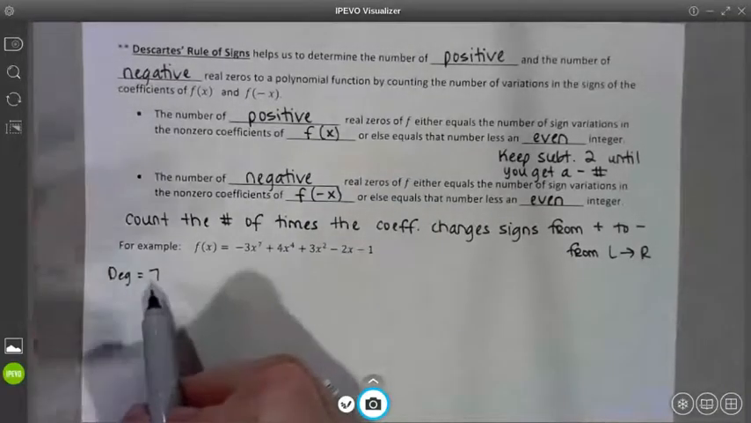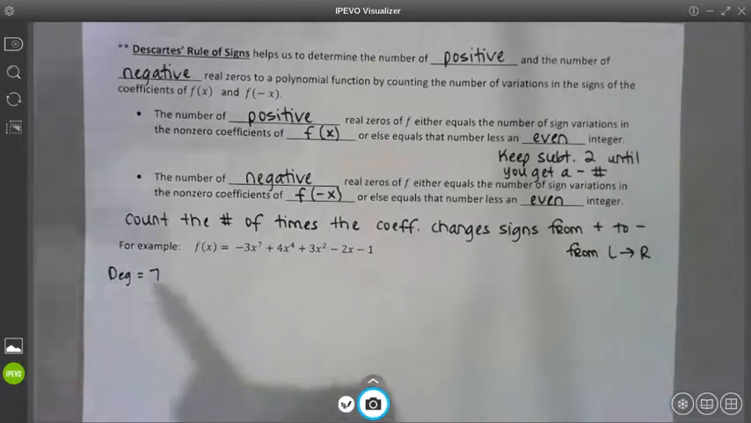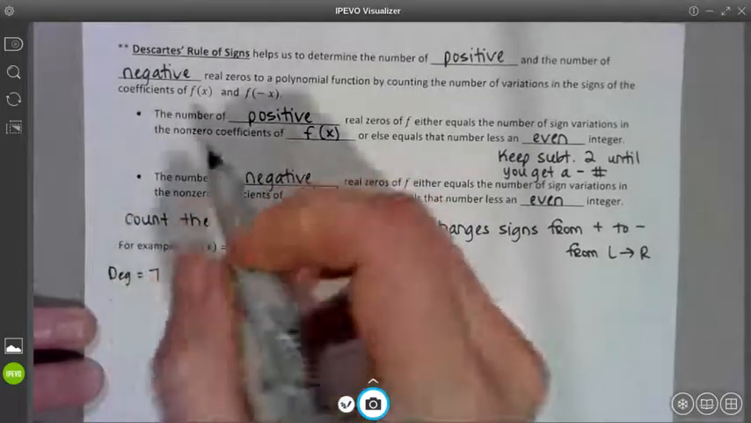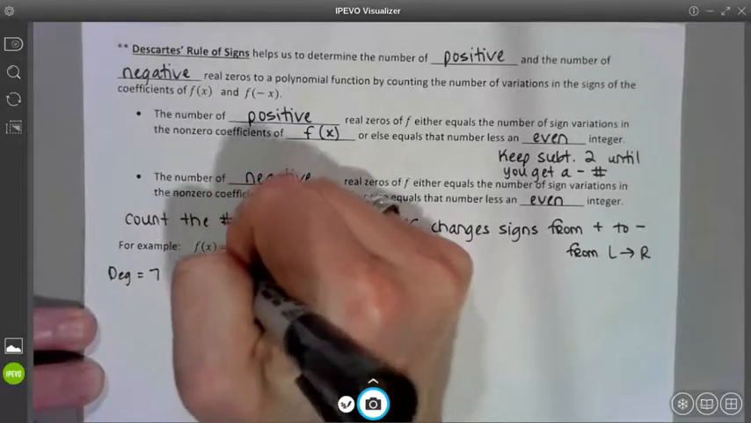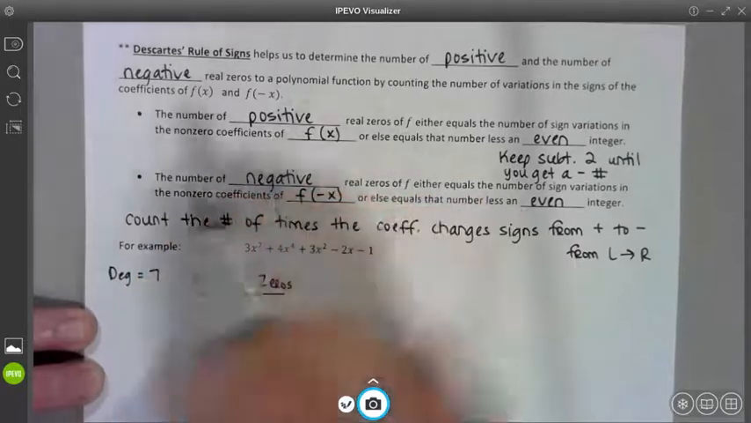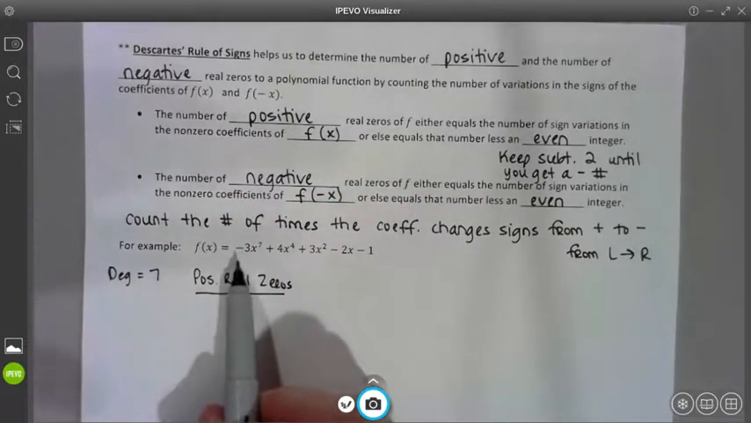So out of those 7 real zeros, how many stand a chance to be positive numbers and how many stand a chance to be negative numbers? That's what Descartes is going to help us determine. To determine the number of positive real zeros, we are going to count the number of times the coefficients change sign from negative to positive or positive to negative.